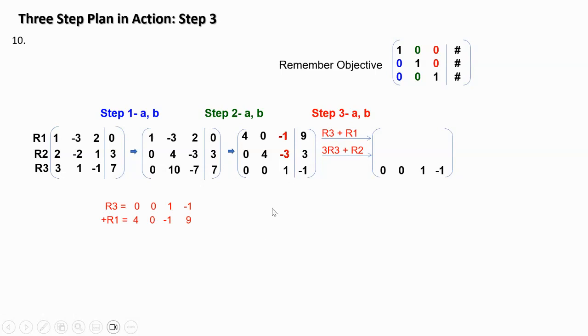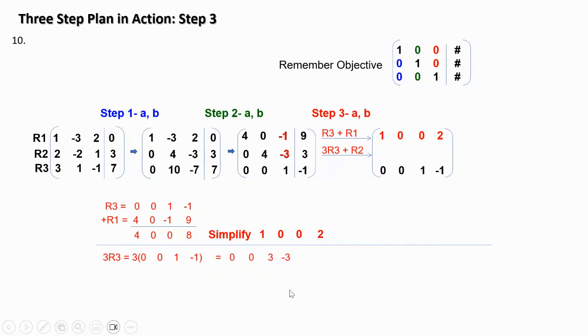And here's my work. Row 3 plus row 1 will give us 4, 0, 0, 8. Again, we simplify as we go along. We divide everything by 4. It's going to give us 1, 0, 0, 2, and that's my new row 1. So for the second part in step 3, we multiply 3 times row 3, which will give us 0, 0, 3, -3. We're going to add it to row 2. Row 2 is going to be 0, 4, 0, 0, so we divide everything by 4. So it's going to give us 0, 1, 0, 0, which will be my new row 2.